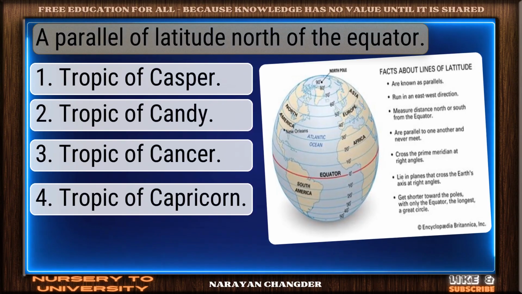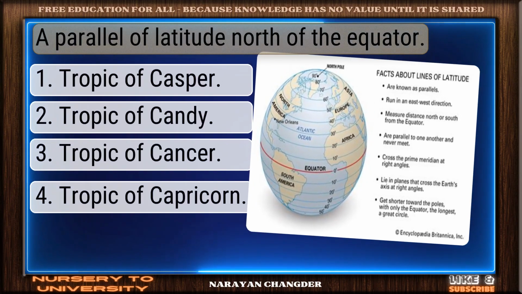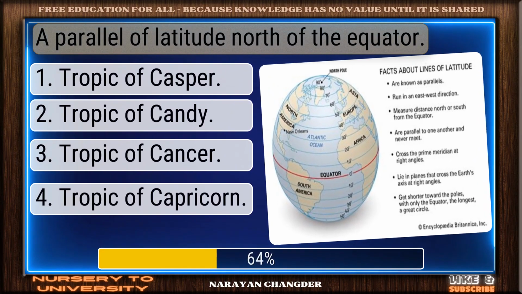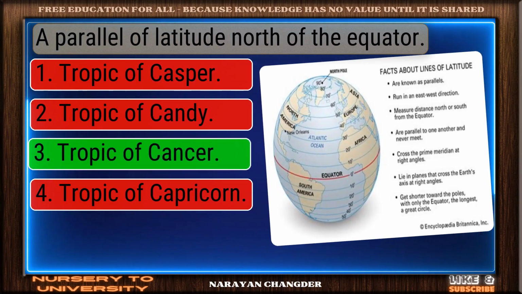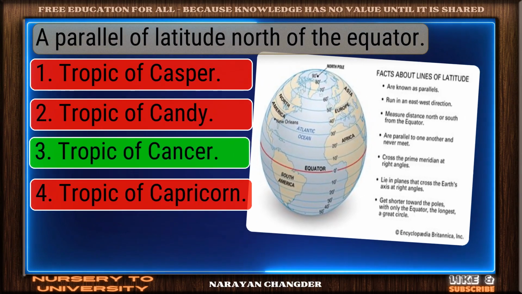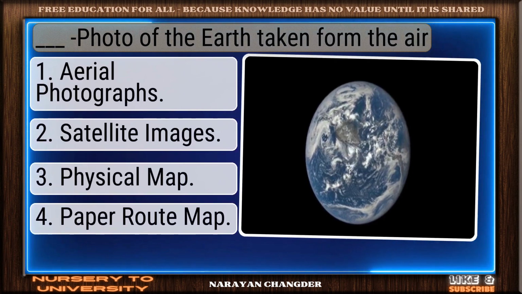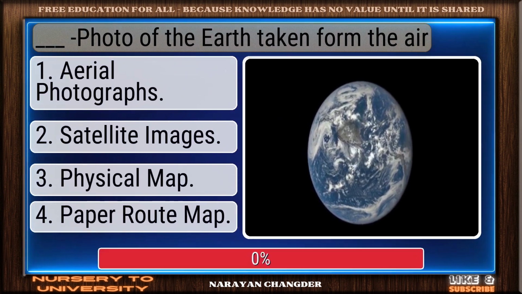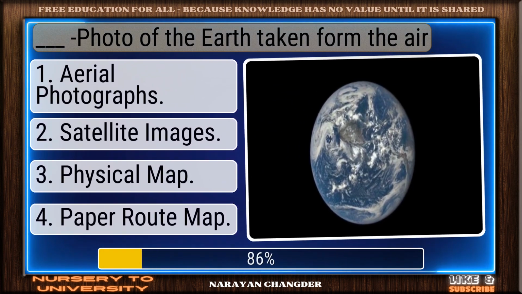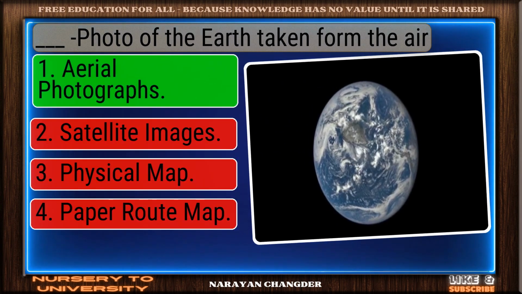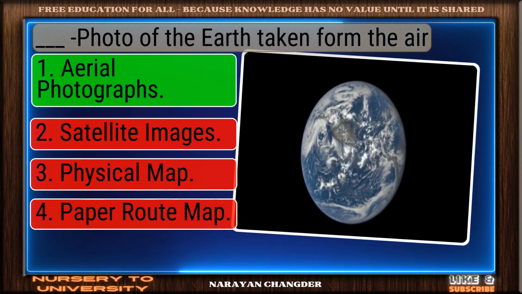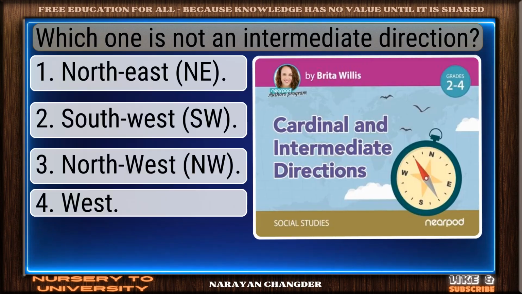A parallel of latitude north of the equator. Right again. Tropic of Cancer is a valid answer. Dash photo of the Earth taken from the air. Smart move. Aerial photographs is an accurate answer.